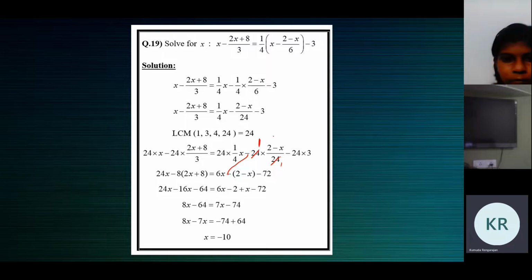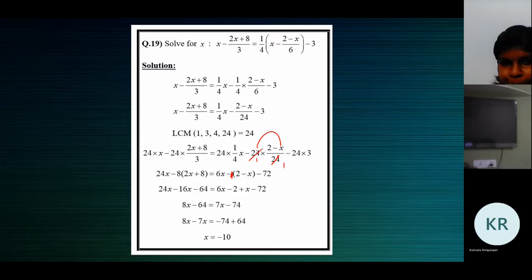Ma'am, after 6, 1 into x we should put as it is, and 24 3s are 72, ma'am. Minus 72. Yeah, correct. This minus comes down as it is. This minus as it is. Then we need to multiply 1 and 2 minus x. So let me put a 1 here. That minus comes as it is. And then 1 into 2 minus x, because 24 ones are 24. Then 1 into 2 minus x is 1 into 2 minus x here. Correct. And then this minus as it is. 24 3s are 72. That's what you said. You're right.